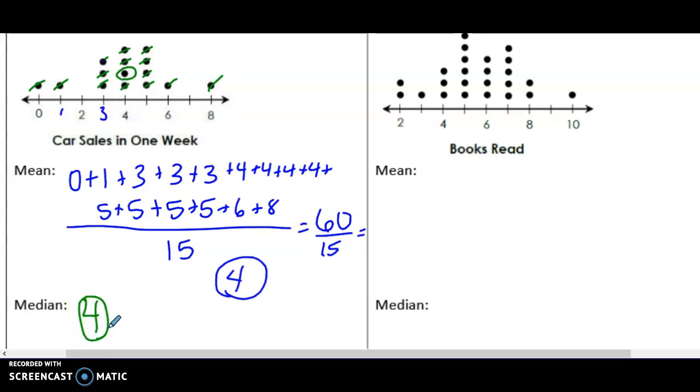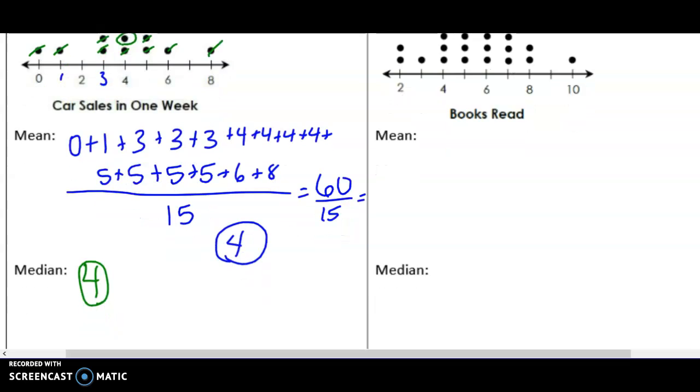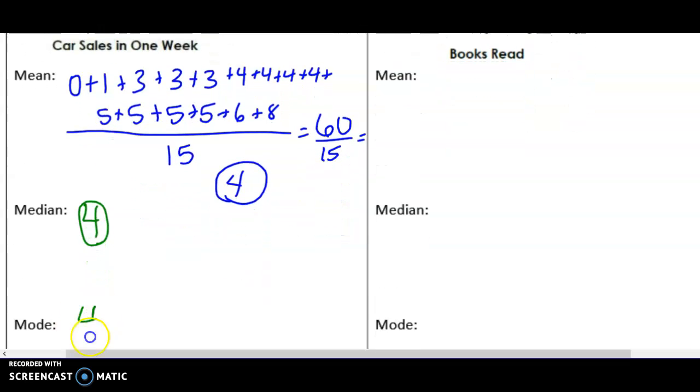And finally, the mode, this is going to be the one that happens most often. This one has a tie. There are 2 4s at 4 and 5. So mode, we say 4 and 5.